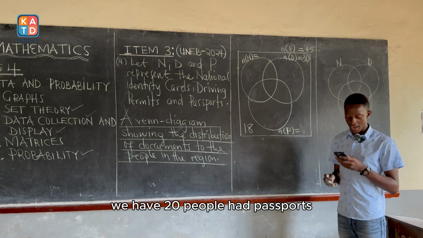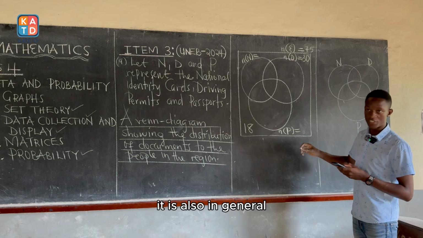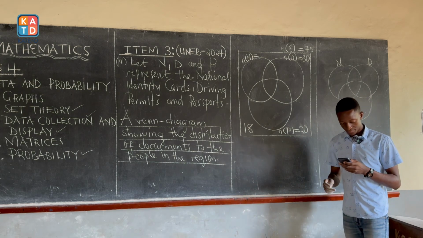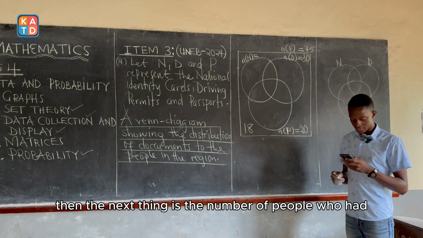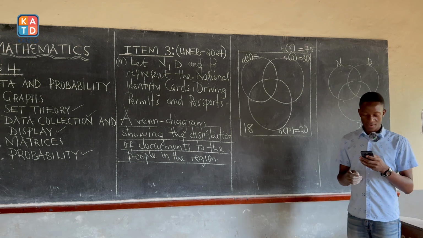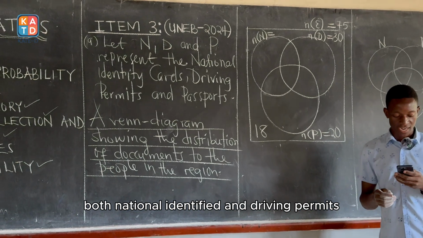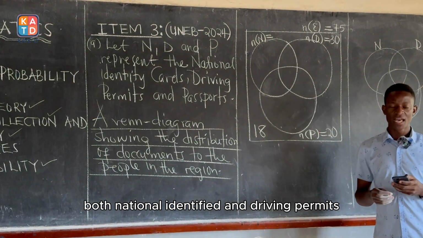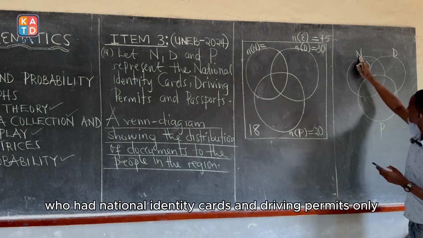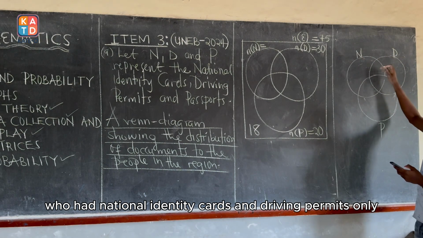20 people had passports. It is also in general. So we have 20 people having passports. Then the next thing is the number of people who had both national identity cards and driving permits. The number of people who had national identity cards and driving permits only.